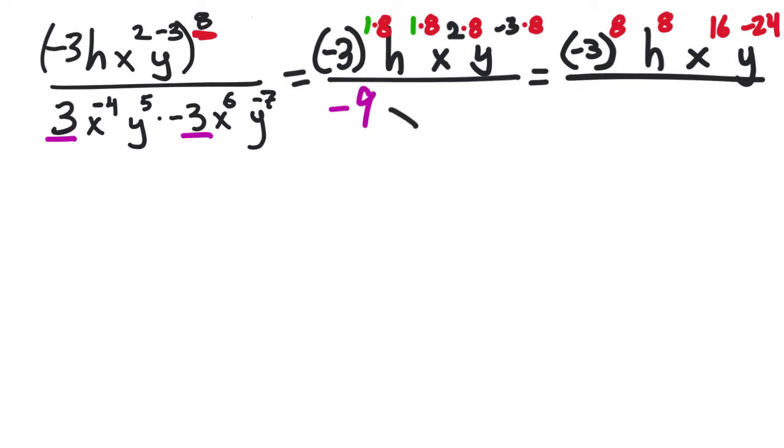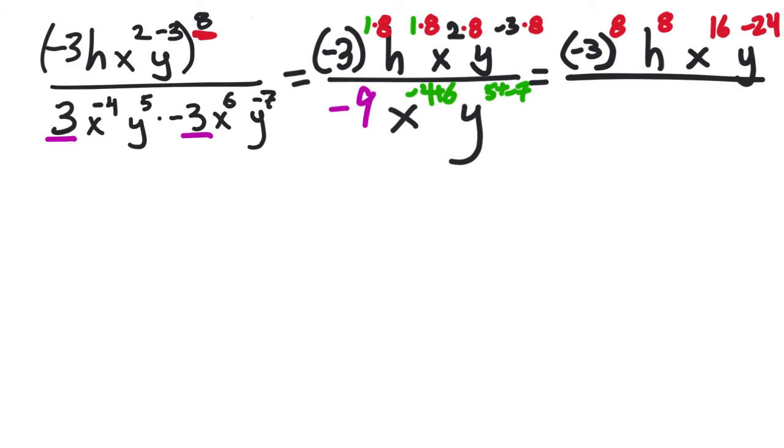I've also got base x's and base y's. Now everything's being multiplied right now, so I can take my exponents. Let's start with the x's. X's has exponents of negative 4 and 6. And since everything's being multiplied, we're going to add those two together. And then the base y's have exponents of 5 and negative 7. But again, since the bases are being multiplied, we're going to add those two together as well.